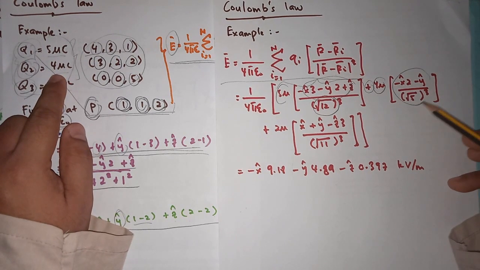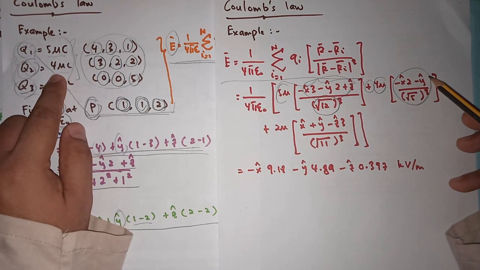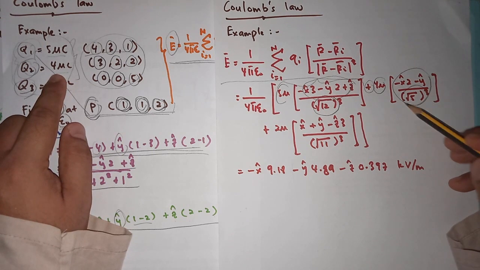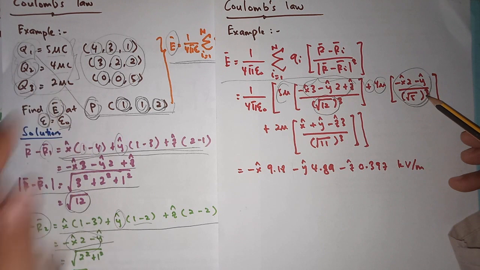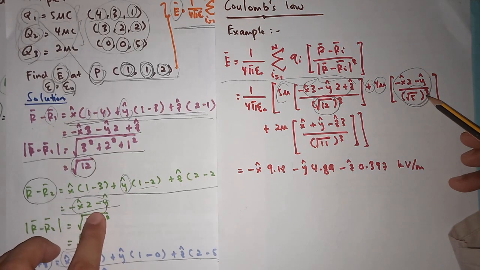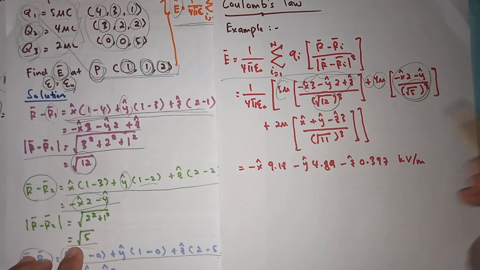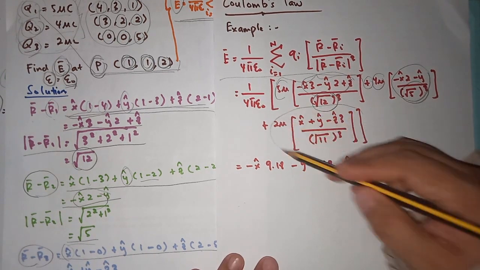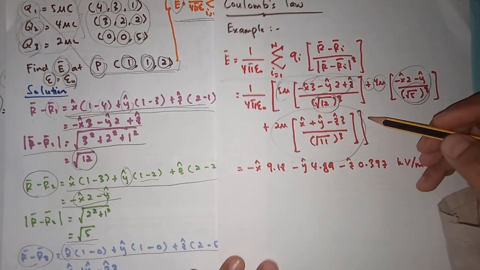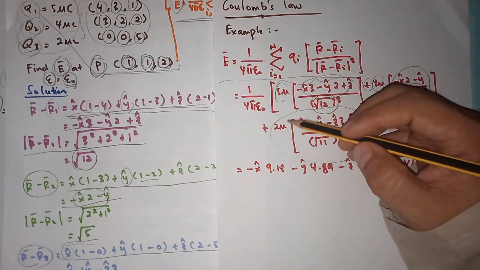So this is our vector that represents the direction and distance between our Q2 and the test point, divided by its amplitude to the power of 3. This is the vector that we derived just now, and this is our amplitude. Same goes for the last expression of this equation.